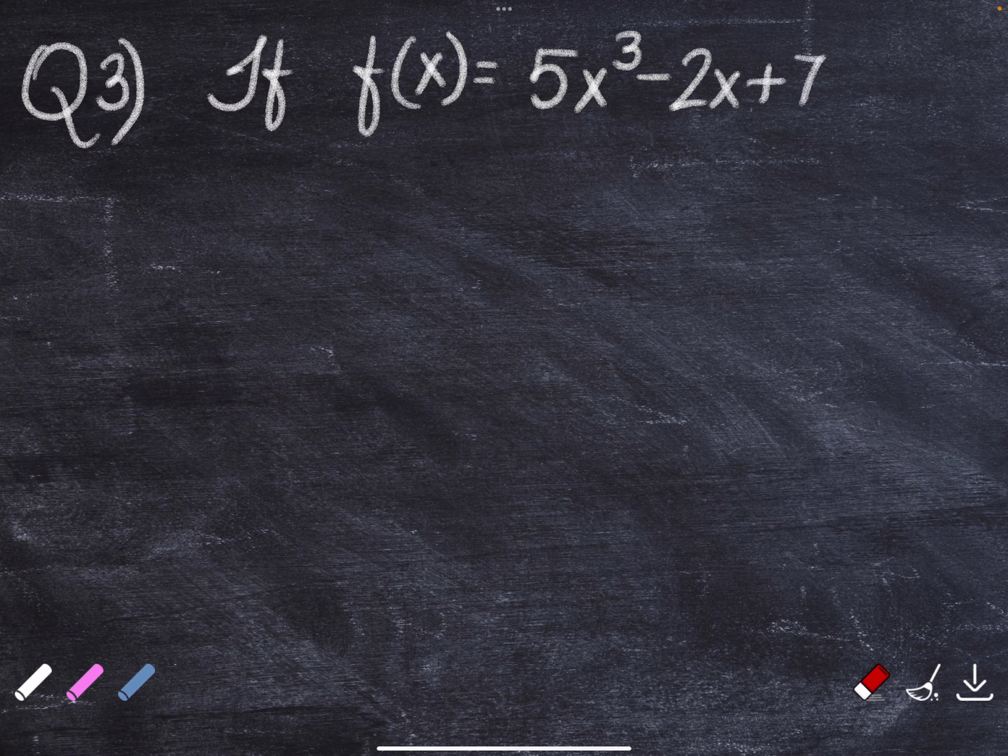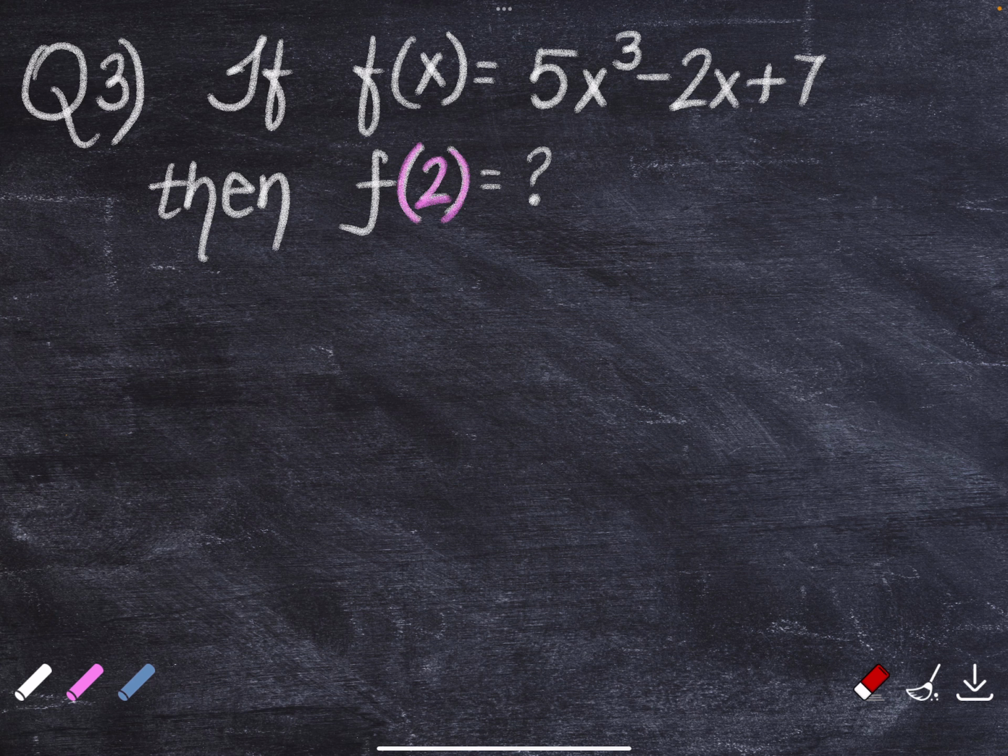All right, let's take a look at the next question, which is question number 3 for ACT. The question is, if f of x equals 5x cubed minus 2x plus 7, then f of 2 equals what? This is basically a type of question called evaluating a function. So what you do is plug in the new value of x, which is given to be 2. Wherever you have x in your question, you just plug in your value of 2.